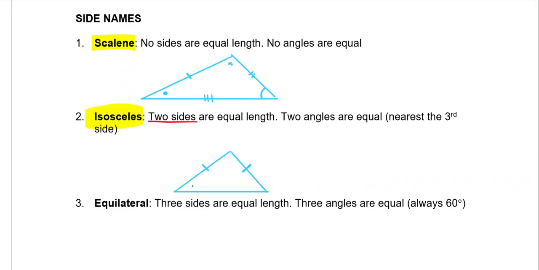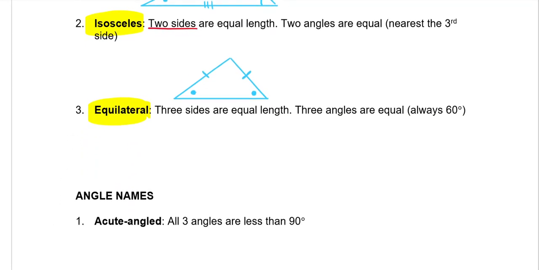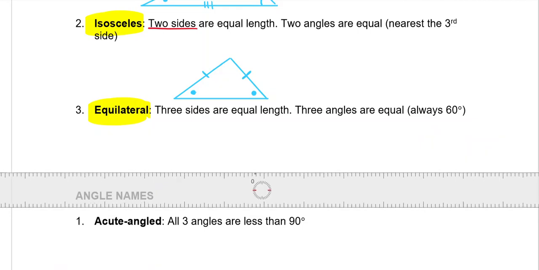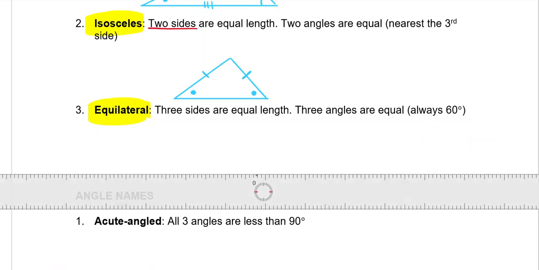That means that this angle and this angle, we call them the base angles of the isosceles triangle, would also be the same. The third type of triangle named by their sides is an equilateral triangle. This one has all 3 sides the same length, and all 3 angles will be equal, which means that they will always be 60 degrees.